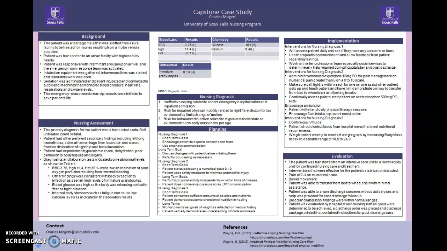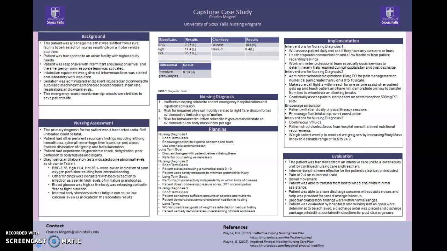Diagnostics and laboratory tests indicated some abnormal levels as shown in Table 1. Red blood cells, hemoglobin, and hematocrit were all low, which was an indication of poor oxygen perfusion resulting from internal bleeding. Other findings were consistent with the body's reaction to infection, as seen in high levels of immature granulocytes. Blood glucose was high as the body was releasing cortisol in a fight or flight situation. Internal body stressors such as fatigue can cause low calcium levels as indicated in the lab findings.